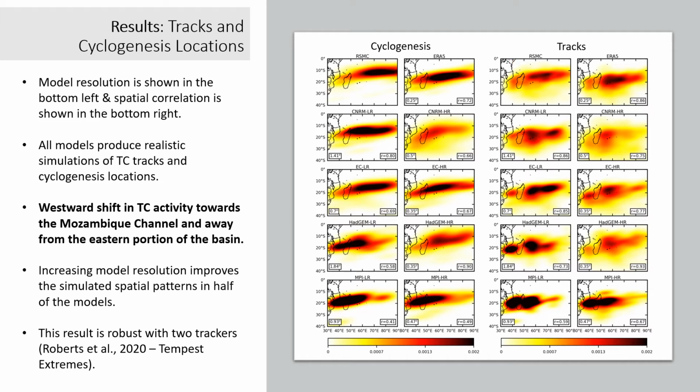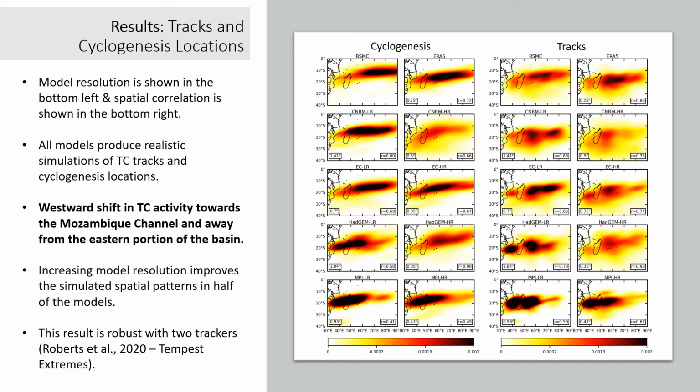ERA5 captures these spatial patterns well, but it does show a slight southward and westward shift of this concentrated region. A study by Muhammad from 2018 reported that ERA-Interim also featured this westward shift, which resulted in an underestimation of activity in the eastern portion of the basin. All of the models were able to produce realistic simulations of these spatial patterns, but as with the reanalysis, most of them show a southward and westward shift of the concentrated region of activity.